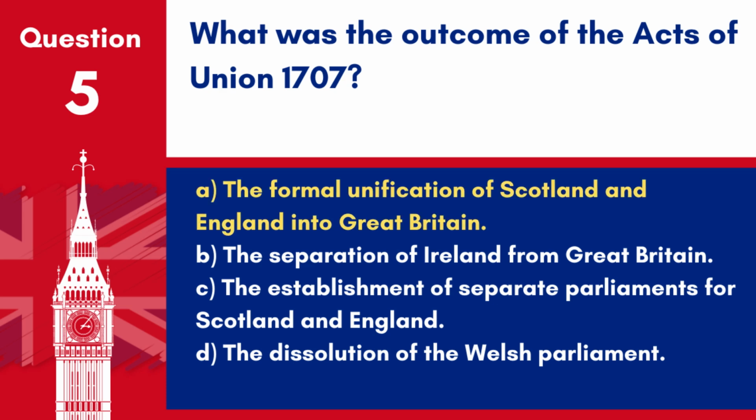Answer. A. The formal unification of Scotland and England into Great Britain. The Acts of Union 1707 merged the Scottish and English parliaments, creating the Kingdom of Great Britain.